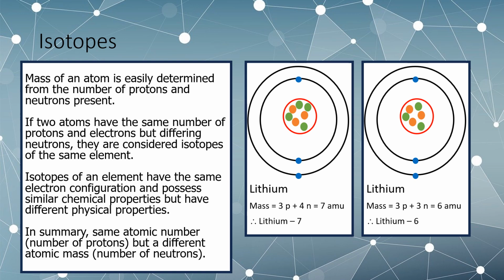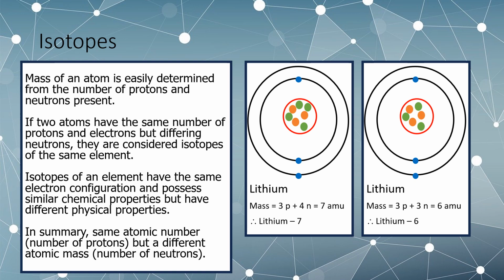If two atoms have the same number of protons and electrons, but different neutrons, they are considered isotopes of the same element. So we remember that protons determine which element we have. Neutrons only affect the mass, meaning that if we have the same number of protons, but differing neutrons, we're going to have isotopes of the same element, because they have different masses. The example on the right shows this.